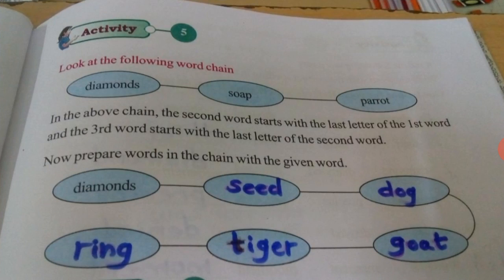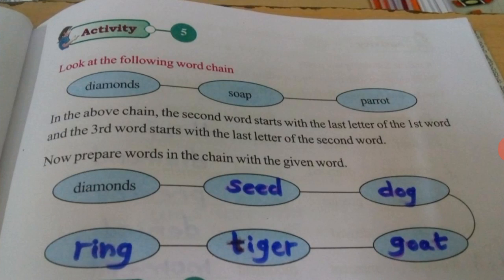Now prepare the words in the chain with the given word. So diamonds. I wrote seed, and seed ends with D. So you can write dog. Dog ends with G. What is the word for G? Goat. And goat ends with T. The word that starts with T is tiger, and tiger ends with R. So ring is the word that is formed from the word tiger. This is called the word chain.